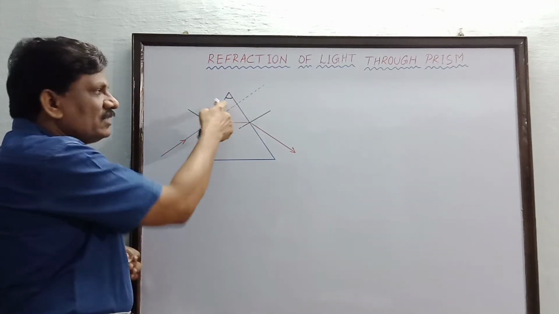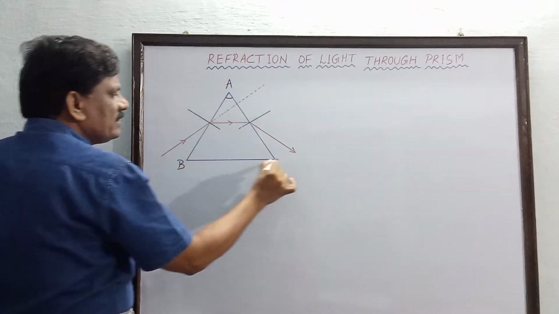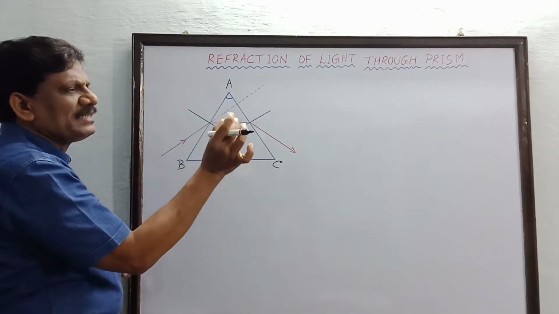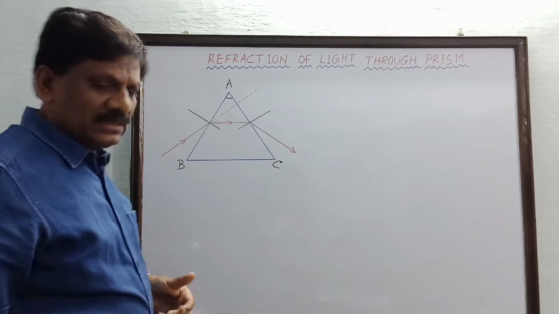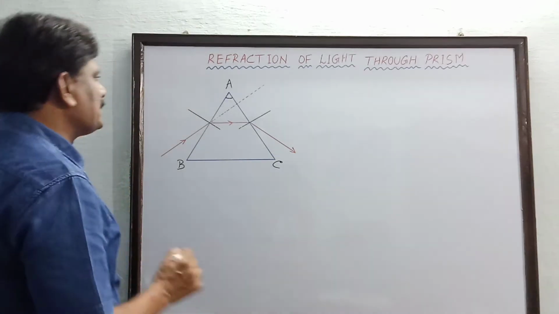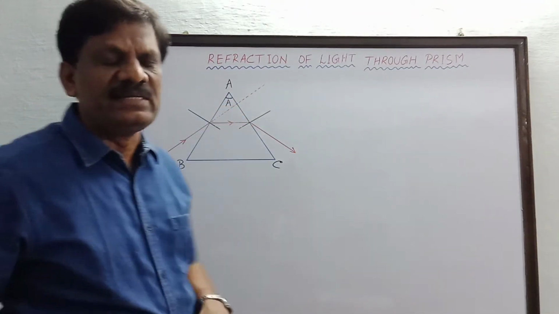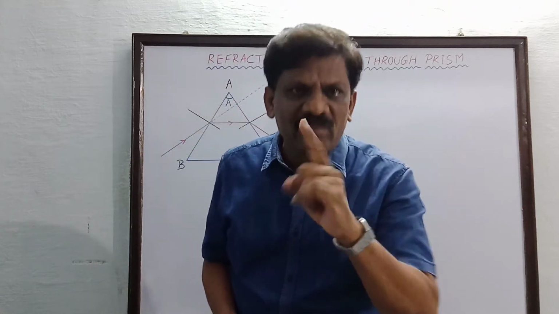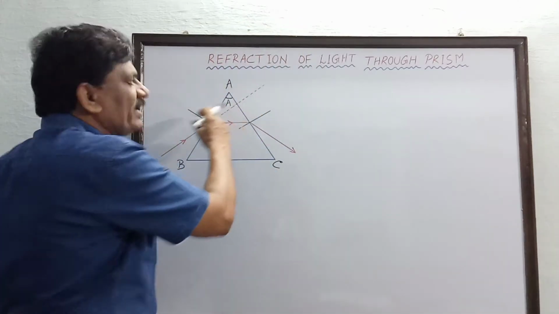Okay, students, I will name the prism as A, B, C. This is the triangular cross section of the prism when I look at the prism like this. A, B, C is the prism, and this angle is also named A. Capital A is the symbol for the angle of the prism. So what do we mean by angle of the prism? Angle of the prism is defined as the angle between the 2 refracting faces.